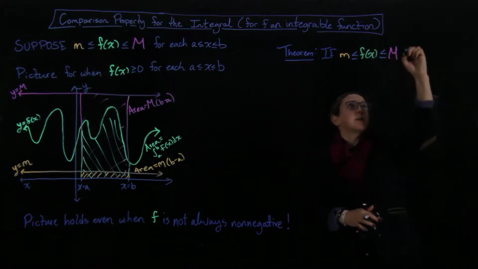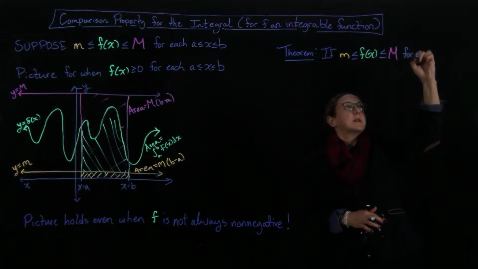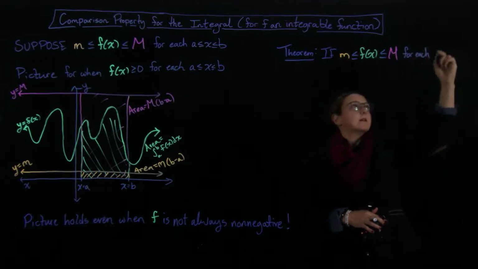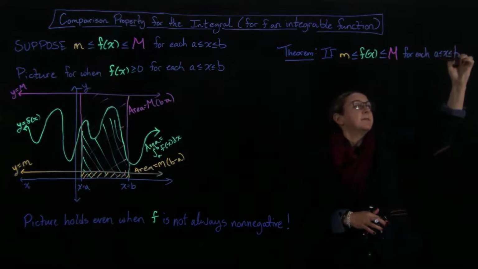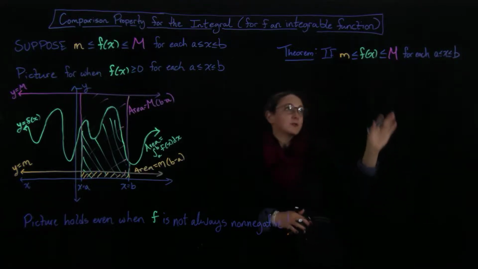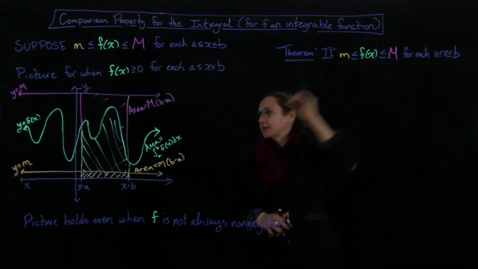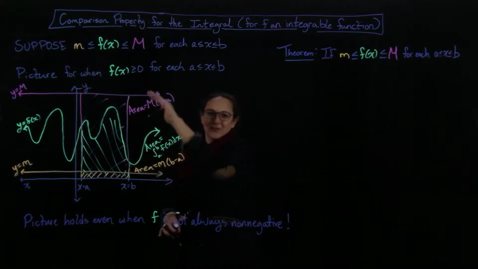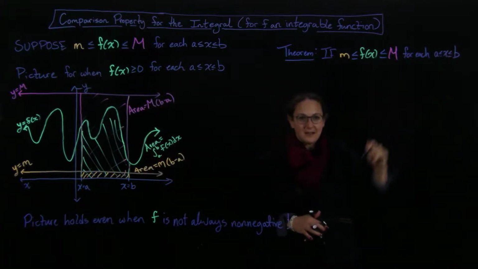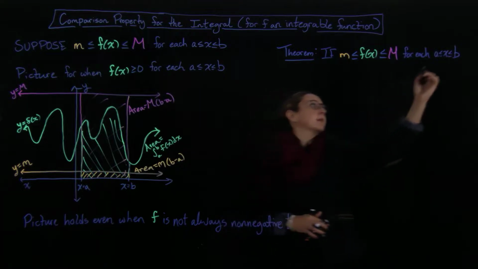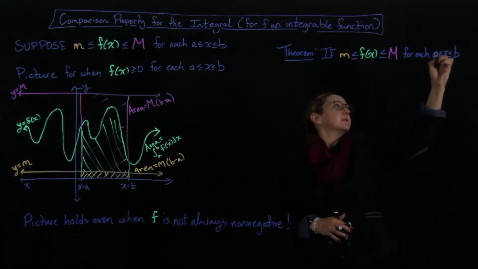Okay, so this happens for each a less than or equal to x, less than or equal to b. So if that holds, this function is sitting between these two values within that interval, okay? Let's make sure that this is clear. This is an a, it's not a 0, it's an a.